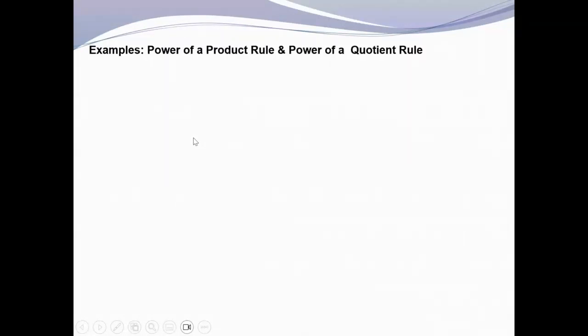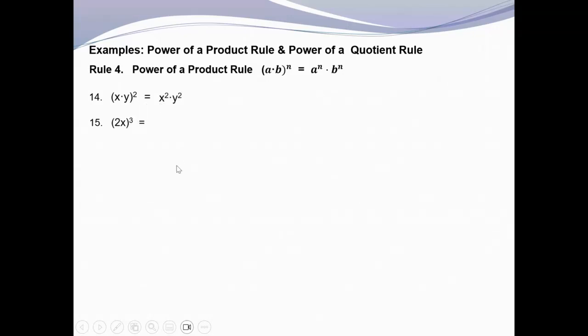Now let's do the power of a product rule. If you have a times b to the n, it's going to be a to the n times b to the n. Here are some examples. For example, x times y, squared, will be x squared times y squared by applying that rule. This will give us 2 cubed times x cubed, which will give us 8x cubed.